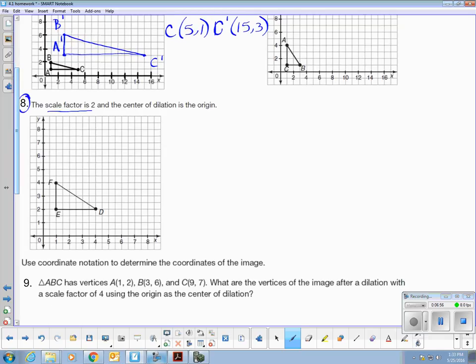Number 8, I have a scale factor of 2. Let's start with point E. So E prime is twice E, 2, 4.